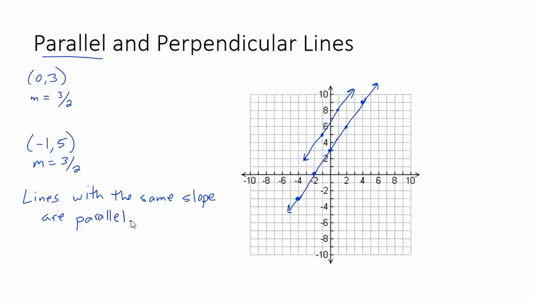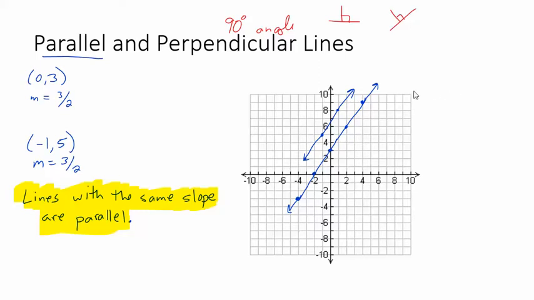All right, this is an important fact that we need to remember. Lines with the same slope are parallel, or you could say parallel lines have the same slope, either way you want to say it. Now, let's talk about perpendicular lines. Perpendicular lines form a 90-degree angle with each other. So perpendicular lines are going to look something like this. Those are perpendicular. You could have one going like that and one going like that, and they make a 90.